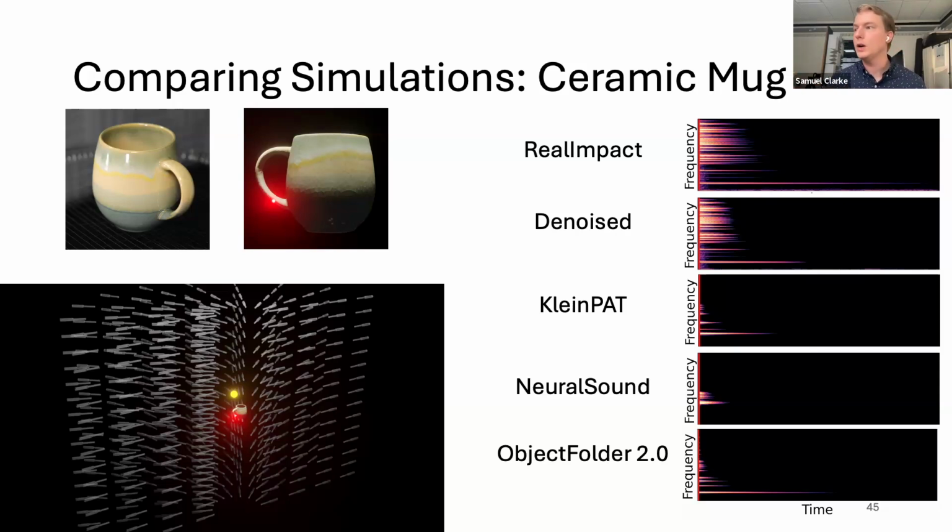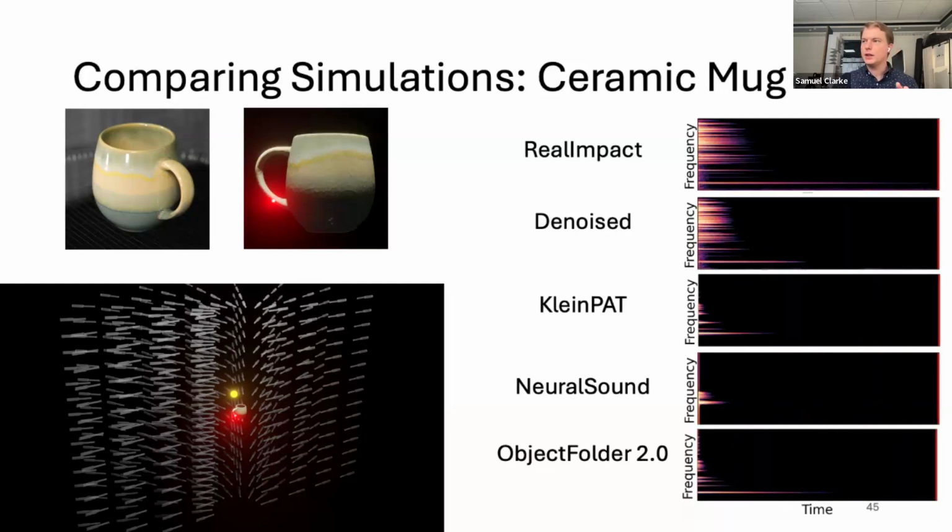Now, ObjectFolder 2.0 does not model the acoustic transfer, but on the other hand, it uses tetrahedral meshes, so it should be much more faithful to the object geometry. It even uses second order tetrahedral meshes, so we would expect the frequencies of the structural vibrations to match up more closely with Real Impact. So here I'll play each of these sounds in sequence. Here's Real Impact, denoised, ClangPat, Neural Sound, and ObjectFolder 2.0.